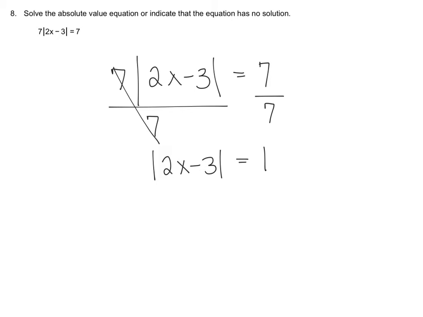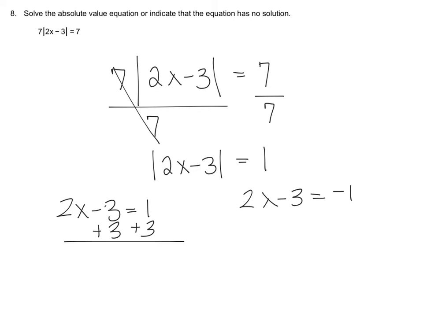Next, we want to get rid of the absolute value bars by setting the expression within the bars equal to a negative or positive solution. So I have 2x minus 3 equals positive 1, and 2x minus 3 equals -1. Next, we'll solve each equation. I'll add 3 to both sides for this one, and I'm left with 2x equals 4. Next, divide both sides by 2, and we get x equals +2.